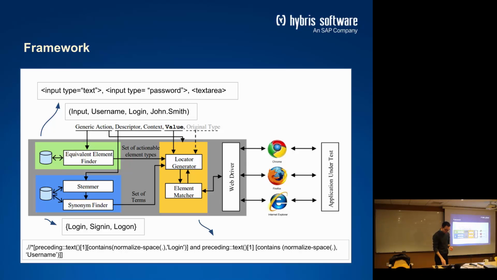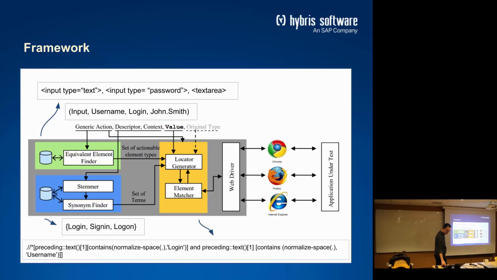So let's say that is our input to the framework. First this will be given to an engine that tries to find the equivalent elements. What it means is that when we say input something in a page, it could be a text field, a text area, or a password field, right? So what this engine does is find all the elements that you can input on. So it finds all of them.